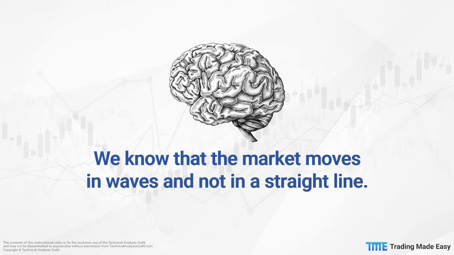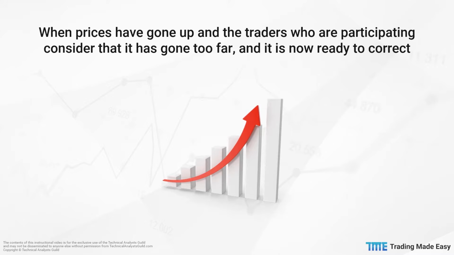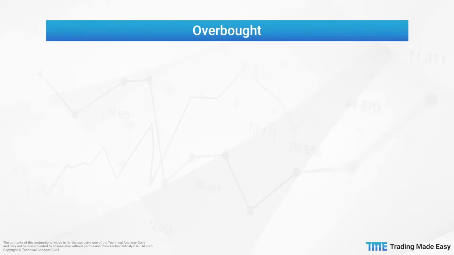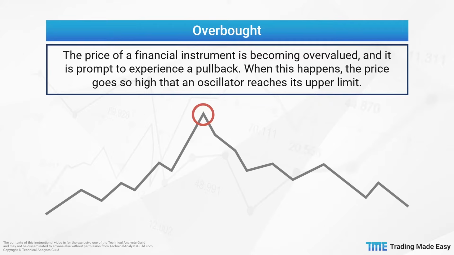We know that the market moves in waves and not in a straight line. When prices have gone up and the traders who are participating consider that it has gone too far and is now ready to correct, it is said that the market is overbought. The term overbought refers to a situation where the price of a financial instrument is becoming overvalued and is prone to experience a pullback.